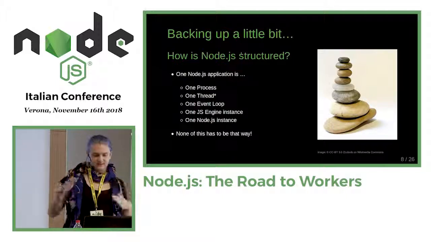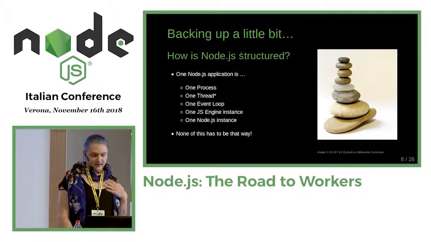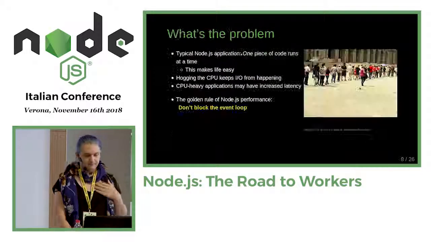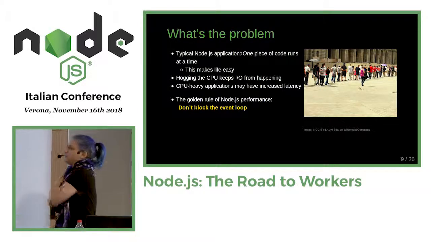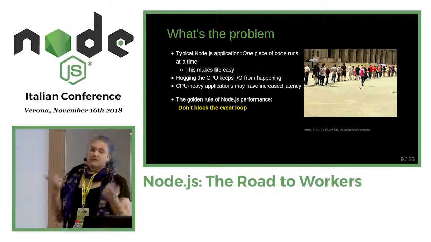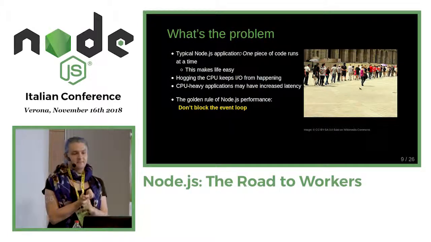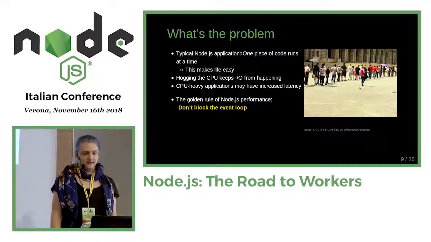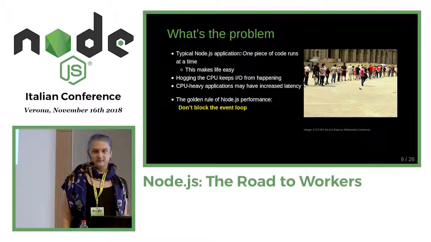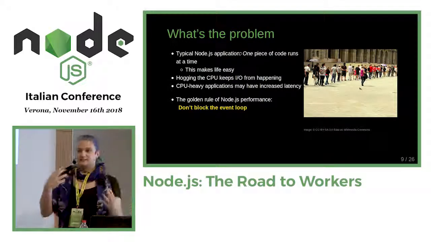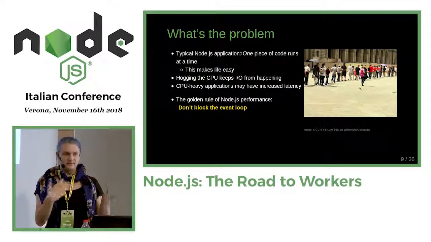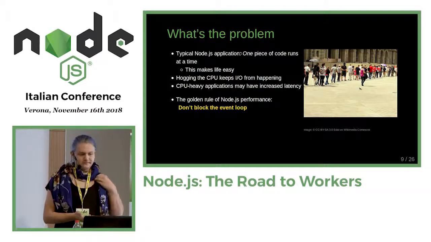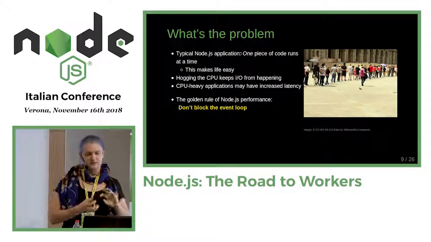None of this really has to be this one-to-one correspondence, and workers are about breaking this correspondence up. So what's the problem that we're trying to solve with workers? Well, like I said, only one piece of code runs at a time, which makes life easy, because one piece of code running at a time is useful. You don't have the classical problems that you have when you have threading in other languages. You don't have race conditions in the same sense. You just don't have to worry about concurrency all that much.